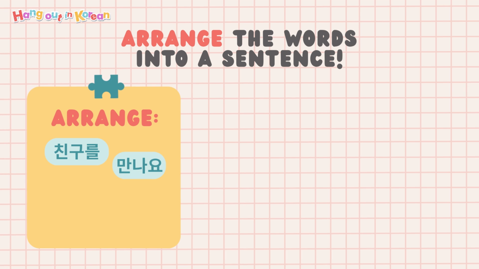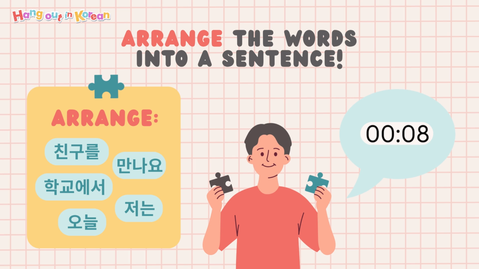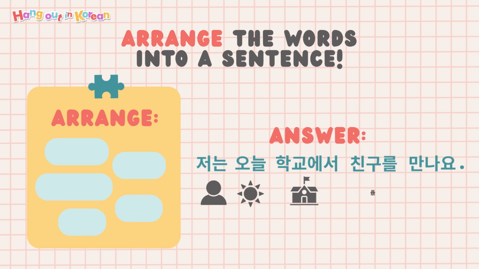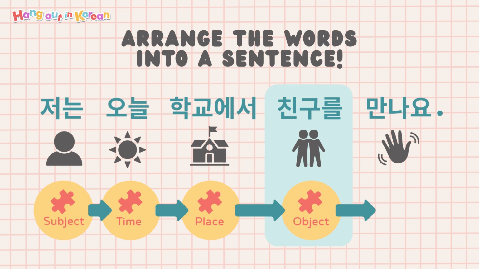친구를 만나요. 학교에서 저는 오늘. 학교에서 친구를 만나요. Perfect! This sentence uses all the pieces we've practiced: subject, time, place, object, and verb.